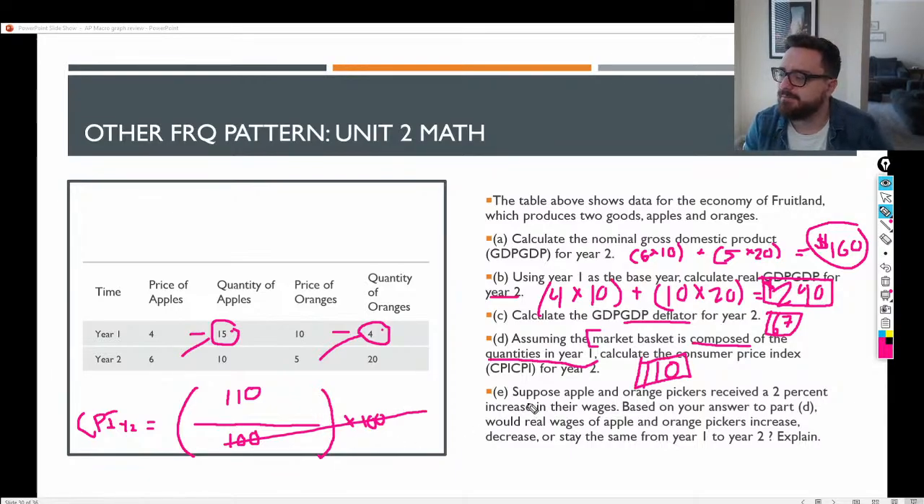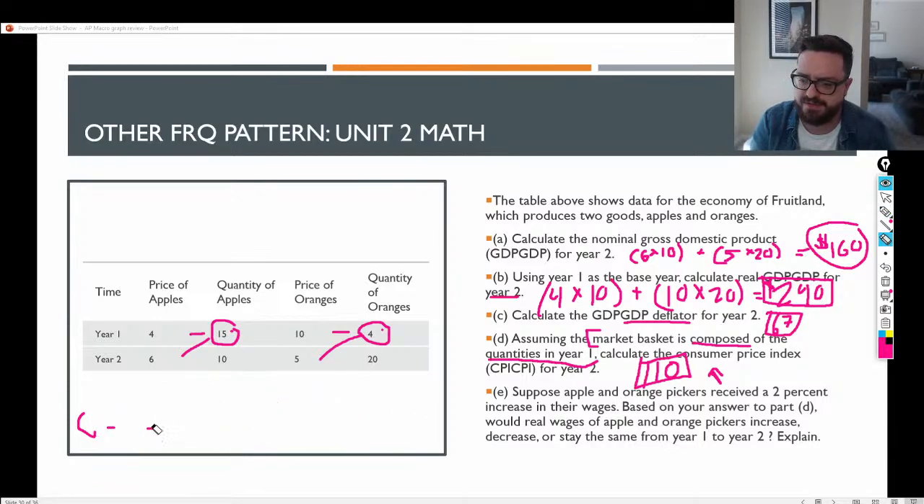Okay. E. Suppose apple and orange pickers received a 2% increase in their wages. Based on your answer to part D, would the real wages of apple and orange pickers increase, decrease, or stay the same from year 1 to year 2, and explain? So they're asking, based off the price change, what's going on? Well, technically a formula here, if you want it, you might not need it. Some of you guys have the CPI inflation thing down.